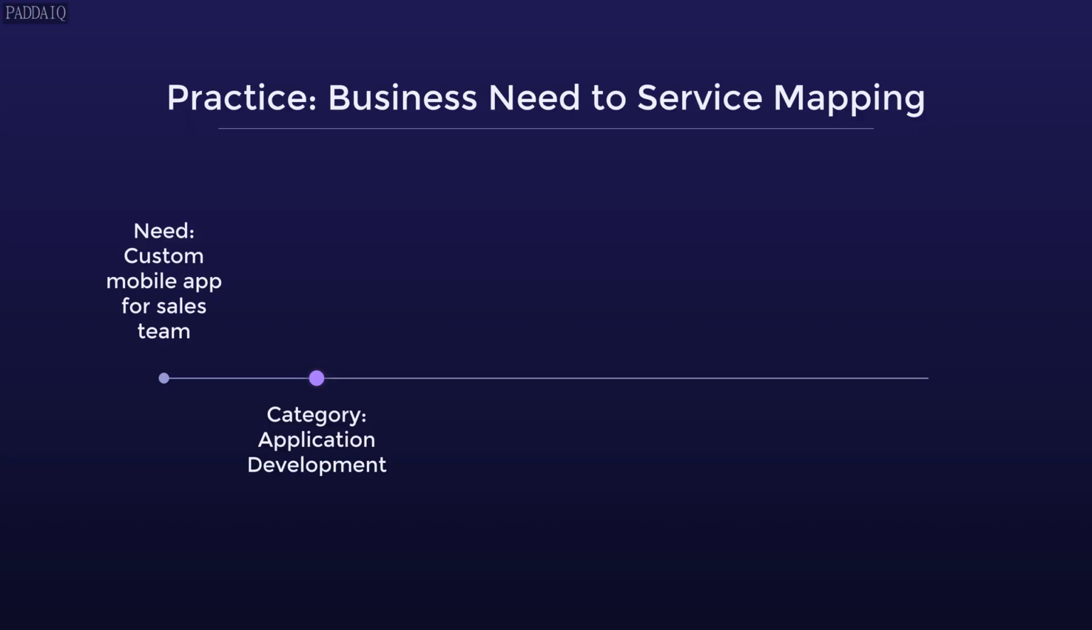Category: Application Development. This means using BTP to build custom applications that solve specific business problems. For example, a retail company could develop a mobile app for store associates to check real-time inventory across all locations. This approach directly transforms business needs into tailored digital solutions.